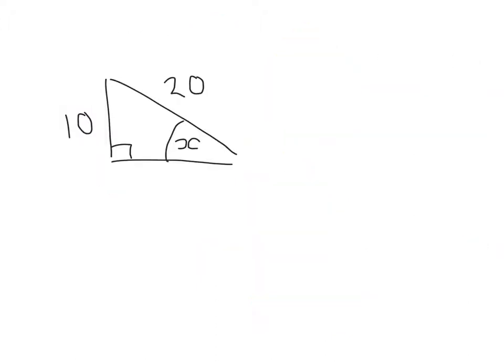So for this question, we're now finding the angle. So firstly, label my sides. Opposite, hypotenuse, adjacent. And then I want to figure out which ones I need to use. Well, we're finding an angle, so I need two sides. And that's going to be my 10 and my 20. So I'm using my opposite and my hypotenuse. I'm not interested in my adjacent.